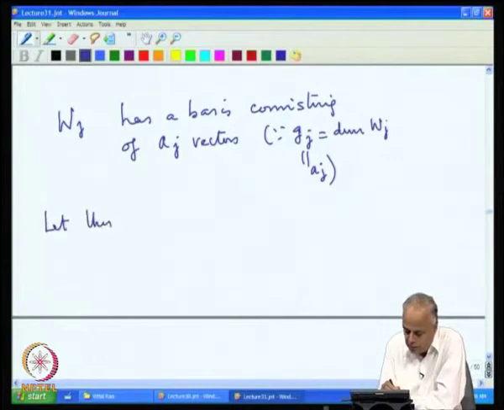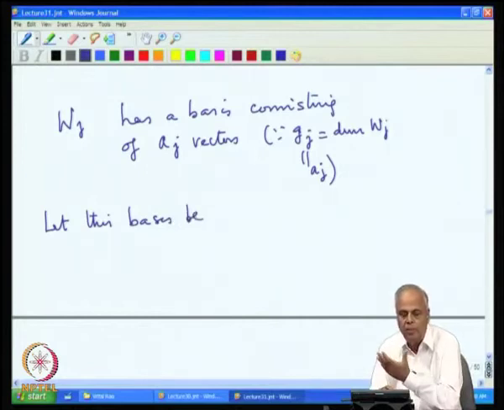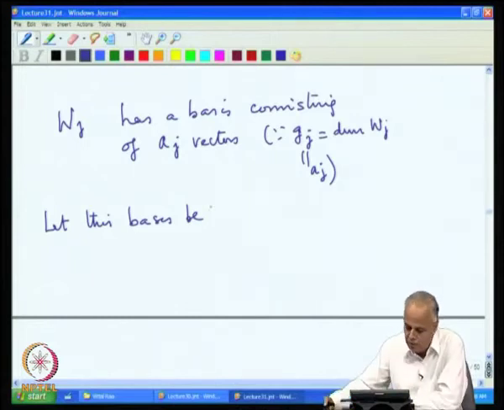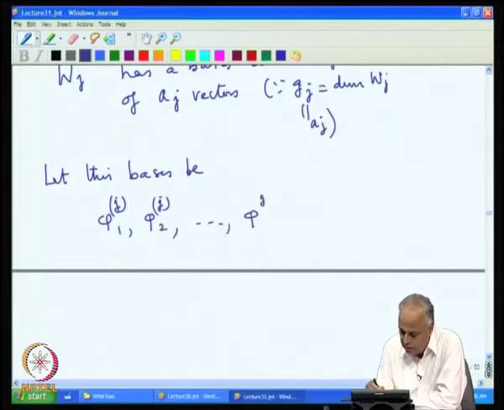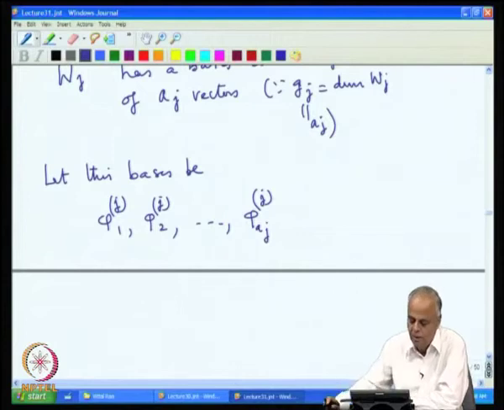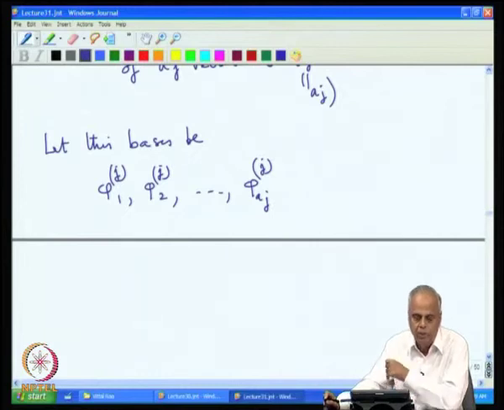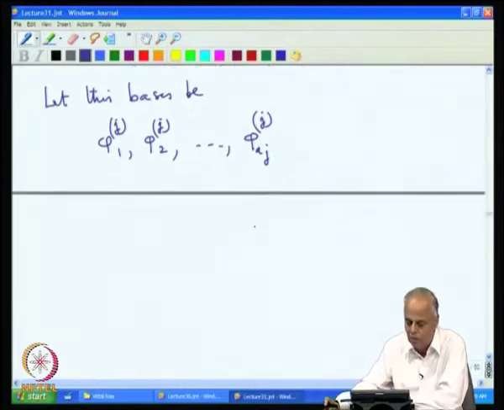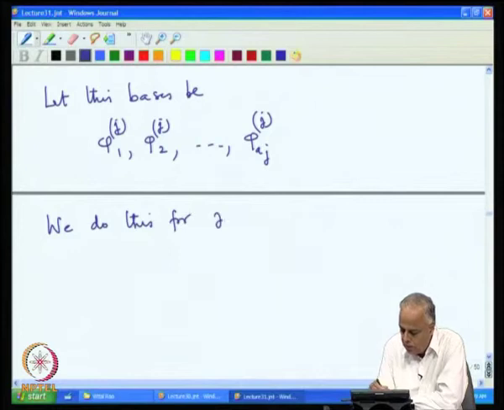Let this basis be. So, we always first find the eigenvalue, then we find the null space, then we find the basis for the null space. Let this basis be phi j 1, phi j 2, up to phi j A j. And this we can do for j equal to 1 for the eigenvalue lambda 1, j equal to 2 for the eigenvalue lambda 2, and so on. So, we do this for j equal to 1, 2, 3 up to k.